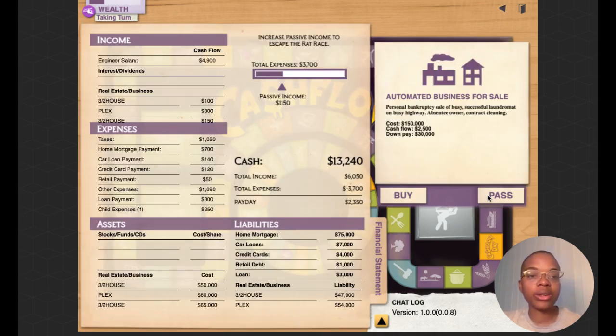Okay, I'm taking a big deal right here. Automated business for sale. Personal bankruptcy sale of busy, successful laundromat on a busy highway. It's a little bit outside of my comfort zone for taking out a down payment. I have 13,000 cash, so I would need to borrow about 17,000, which would be about $1,700 a month. For payday, which, I mean, it's not the worst thing. It'd take me down about $600 a month for payday, but my passive income would increase.